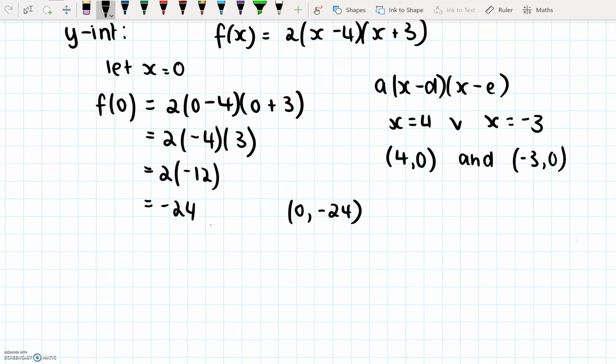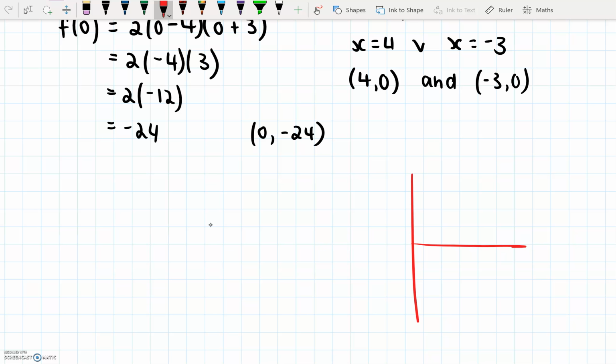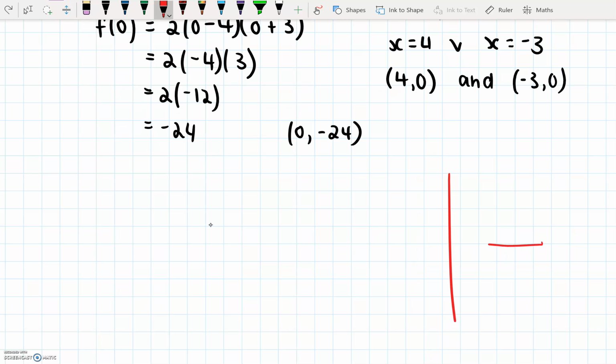Okay, so we can graph this. We so far know, and I'm going to start drawing a little sketch here. And remember, when we draw a sketch, it doesn't need to be perfect. I'm not looking for perfect sketches. I'm just looking for the information that we need.